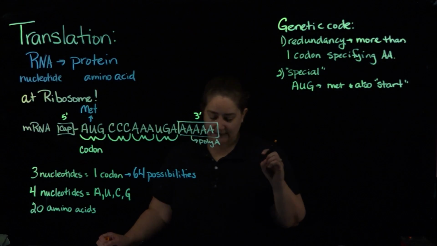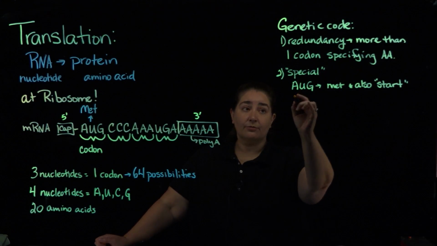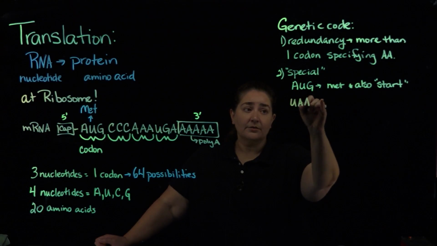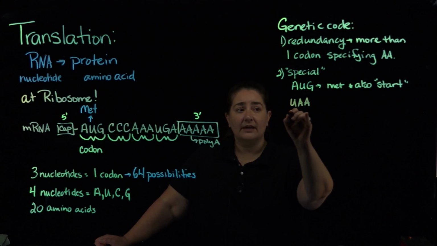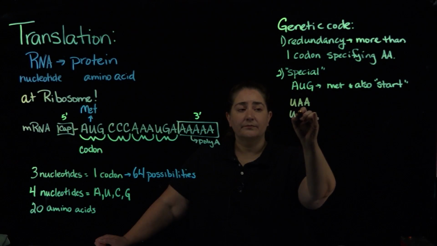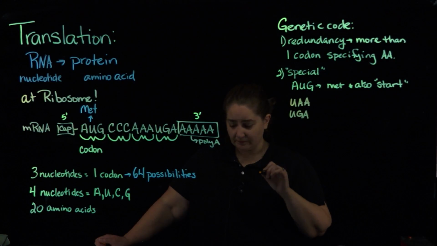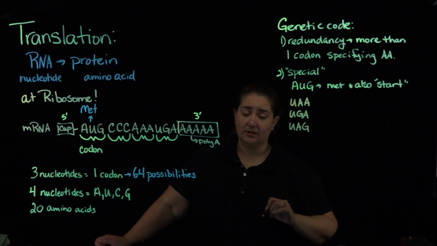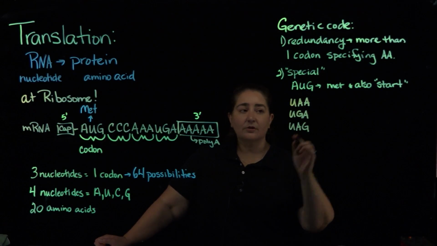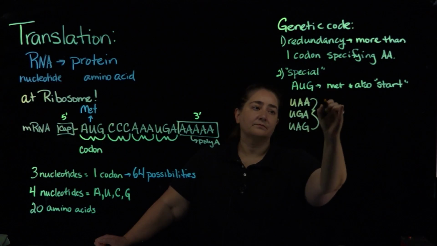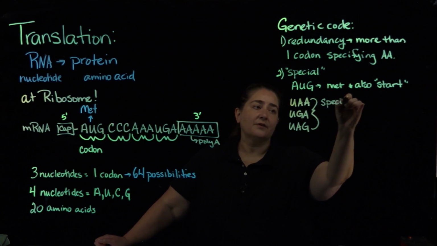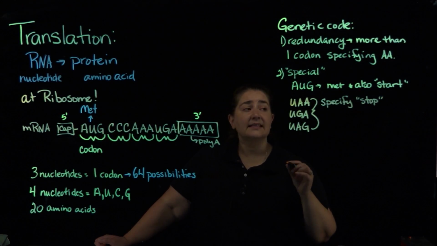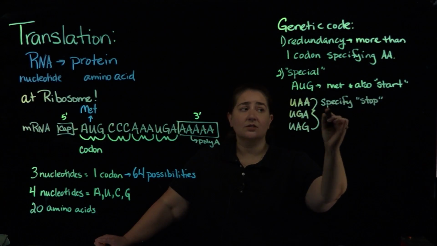Okay? But before I get to that, I'm going to talk about the other three special codons. The other three special ones are going to be UAA, UGA, okay, and UAG, okay? Those three codons are going to specify stop, okay? And in this case, you're not going to insert an amino acid.